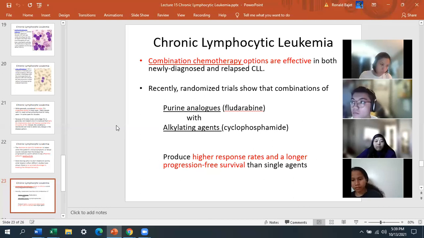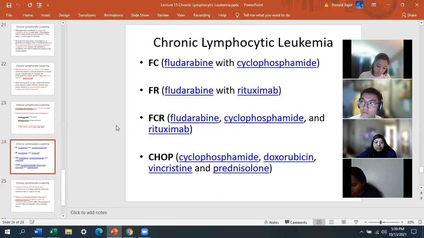Okay. All right. For therapy, usually it's a combination therapy. Options are effective, usually purine analogs like fludarabine with an alkylating agent like cyclophosphamide. When you have combination therapies like this, you get a higher response rate and a longer progression-free survival time than single agent. So you can have fludarabine with cyclophosphamide, or fludarabine with rituximab, or fludarabine with cyclophosphamide and rituximab. So those are the fludarabine combinations.